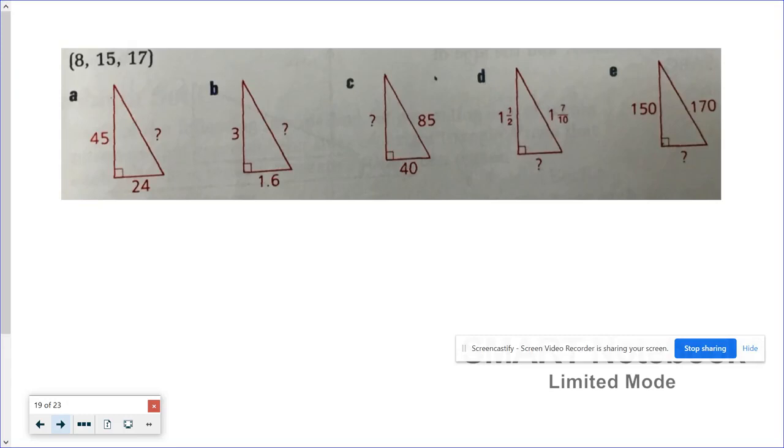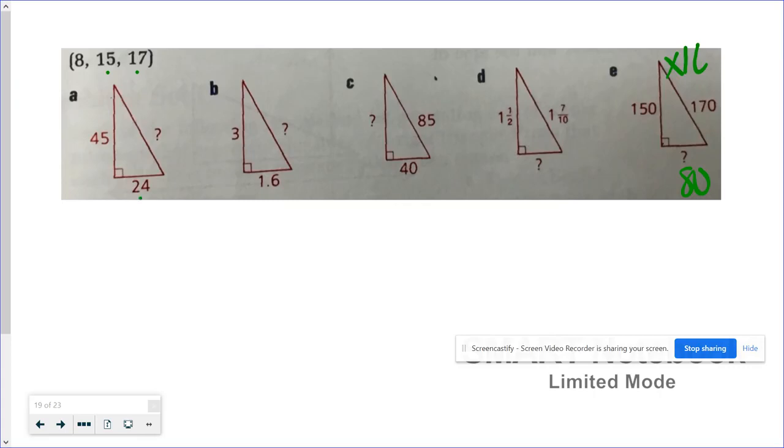So these are all 8, 15, 17s. Clearly with this last one, I can tell that all they did was multiply everything by 10, because 15 times 10 is 150, 17 times 10 is 170, and 8 times 10 would be 80. The other ones aren't as obvious.